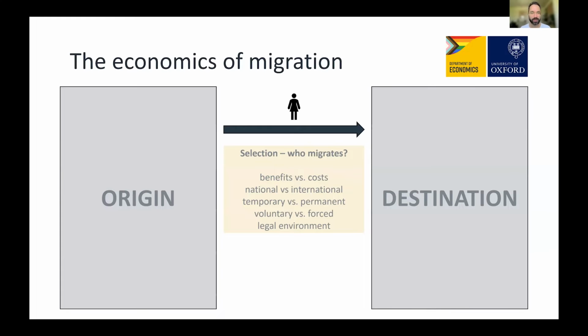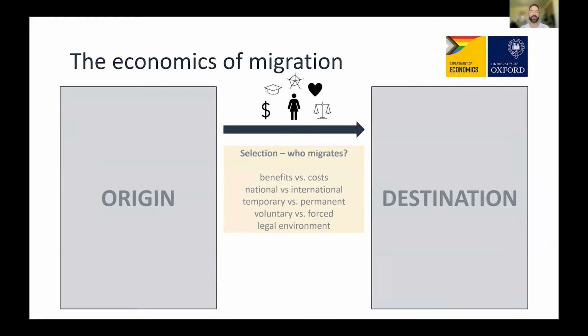Are there different types of selection or decisions going on when, for example, migration is driven by climate change or war or other things much less in the control of individuals? And then how is the legal environment set up to deal with these different types of migration? Now, economists have worked on all kinds of questions surrounding selection.